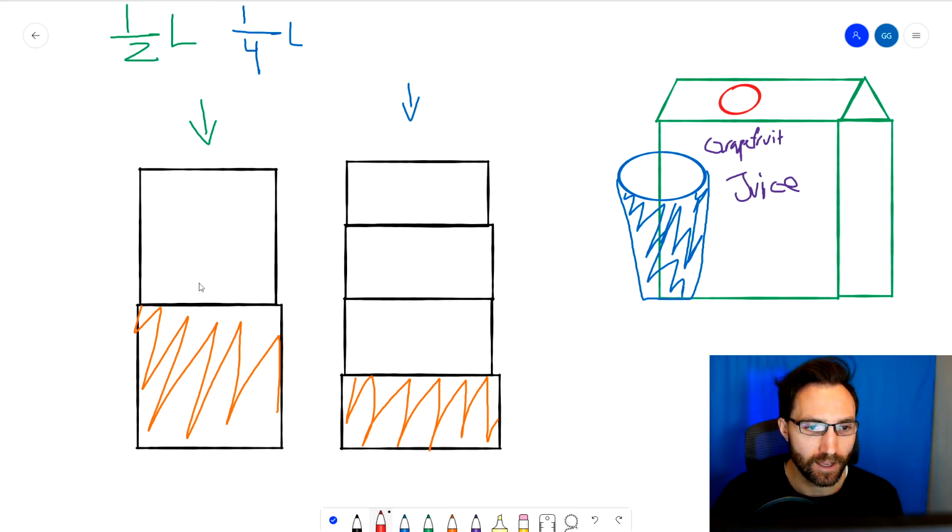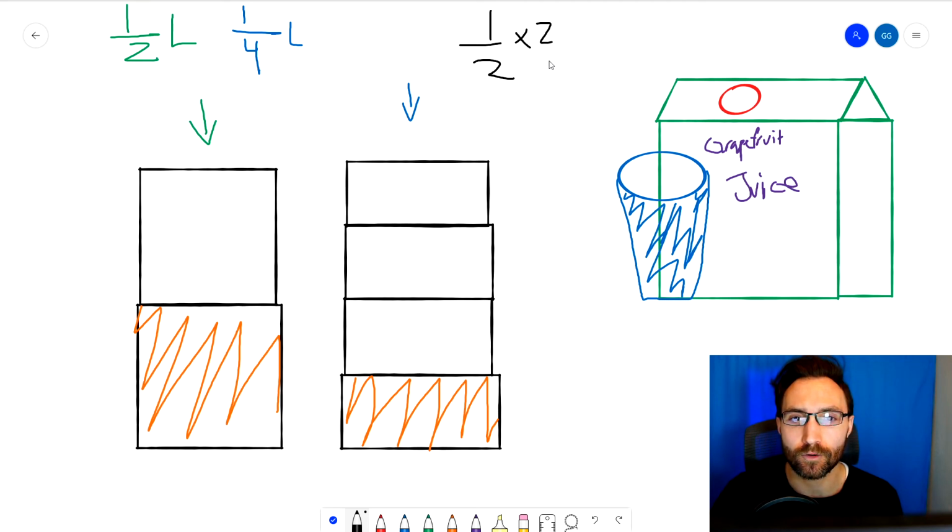Well, what if we make the 1/2 into a like denominator? How can we make 1/2 have a like denominator as 1/4? How can we have them have the same denominators? What can we do to 1/2 so that the denominator is now a 4? Those that are saying it, we can multiply the top and the bottom by 2.